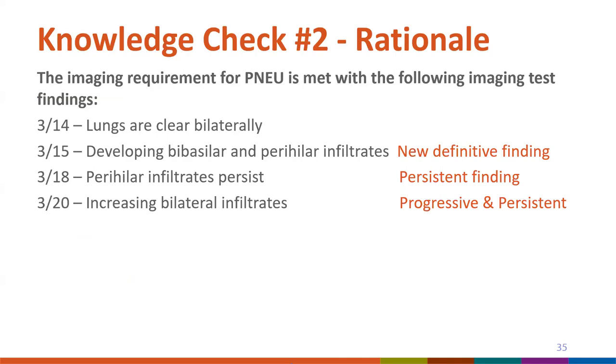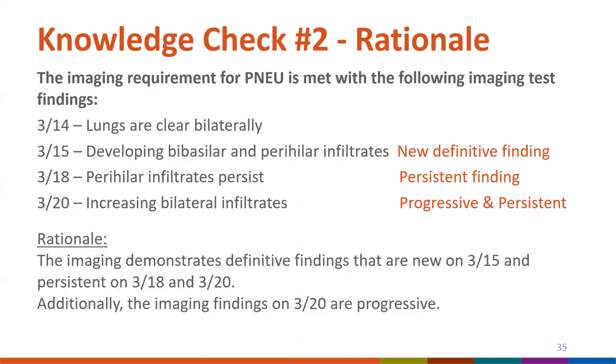As you can see, on March 15th, there is a new definitive finding for pneumonia, and these definitive findings persist in the subsequent imaging tests on March 18th and March 20th. Additionally, the definitive findings are also progressive in comparison to the prior imaging findings on March 20th.